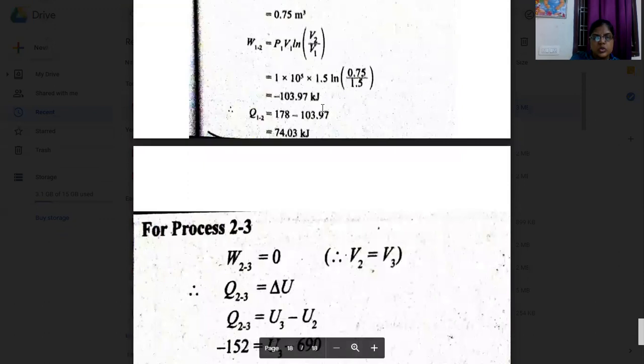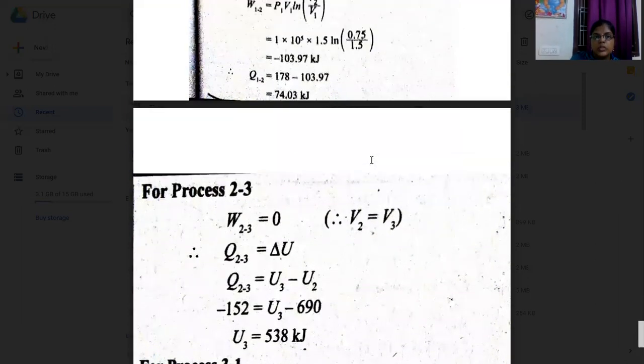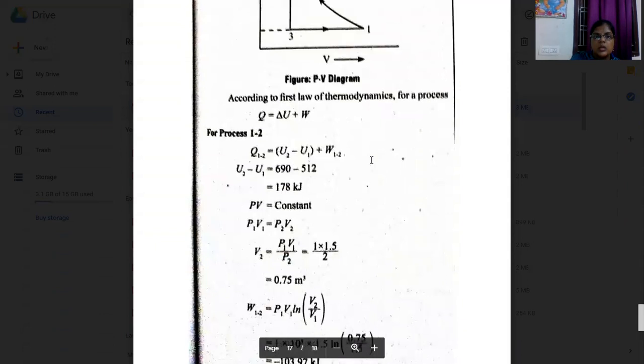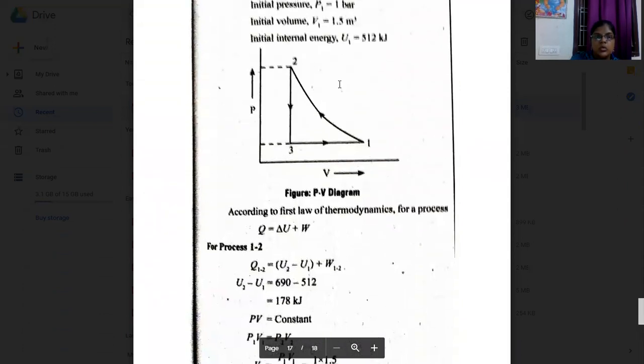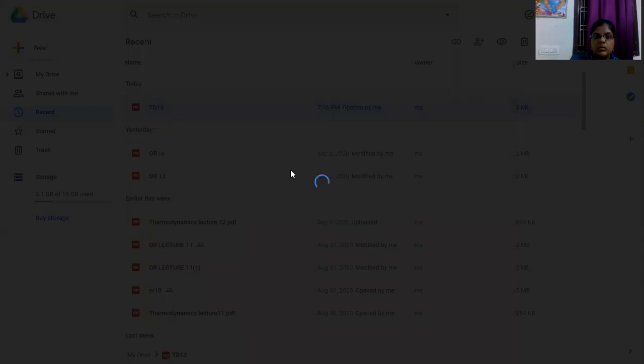And next, process 2 to 3 is a constant volume process. For 2 to 3, W2 to 3 is equal to 0. For a constant volume process, V2 is equal to V3.